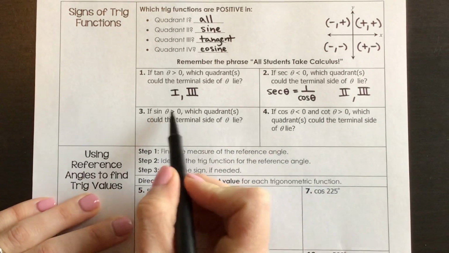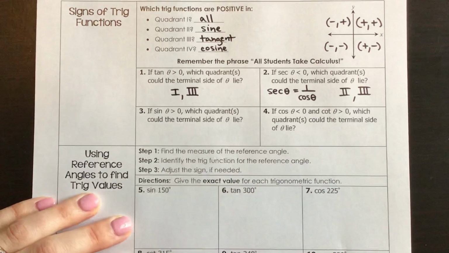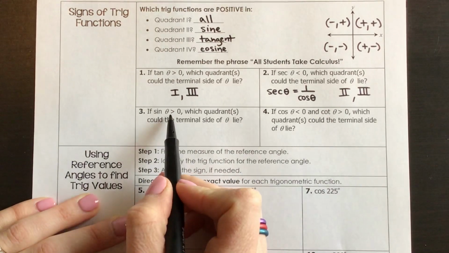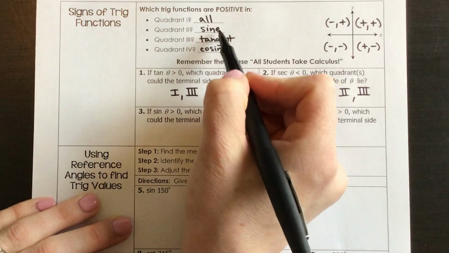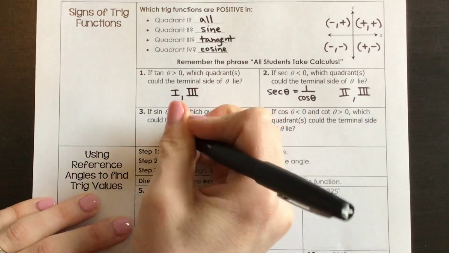Number 3, if sine is positive, which quadrant could the terminal side lie? So if sine is positive, that would be quadrant 1 and quadrant 2, not 3 or 4.